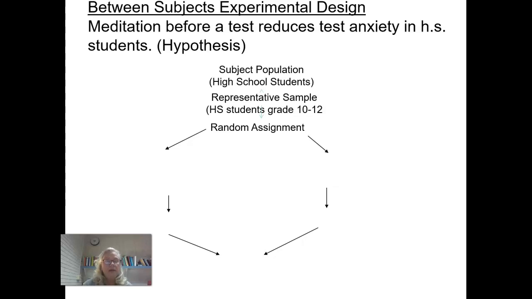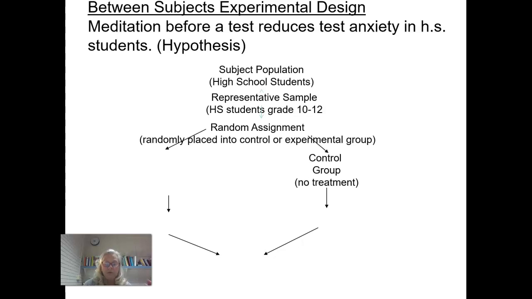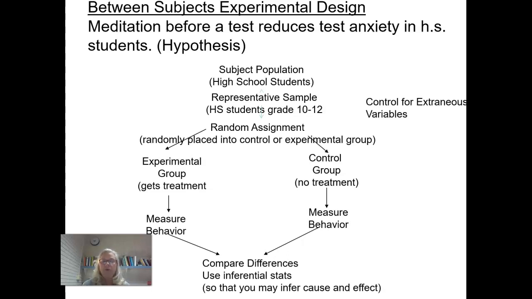Then I need to randomly assign them to groups. We can do this through a computer generator. We can do it just through drawing a letter or a color of a piece of paper in a hat. But the point is, we want to get this representative sample of all high school students, and then we want to randomly assign them to groups. Okay, so the control group will have no treatment. In other words, they won't do any meditation or silent reflection before the test. And the experimental group will get the treatment. Again, we measure the behavior and we compare the differences.